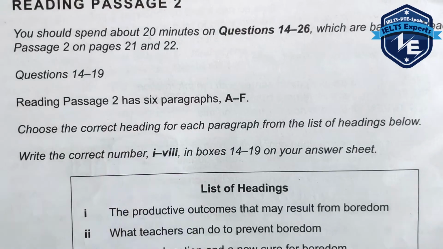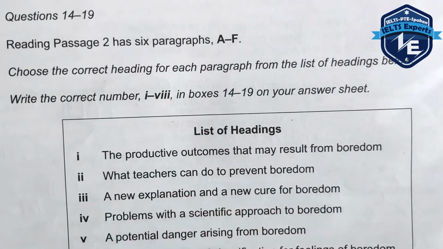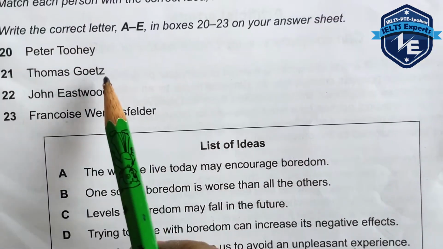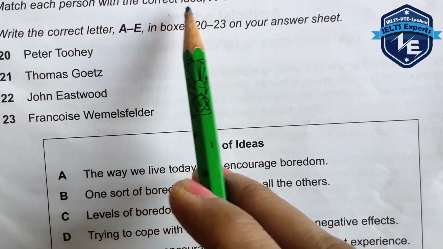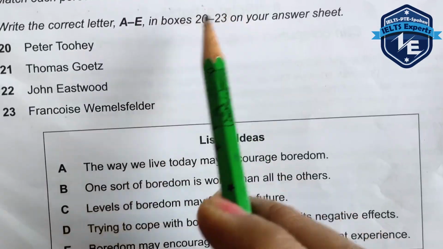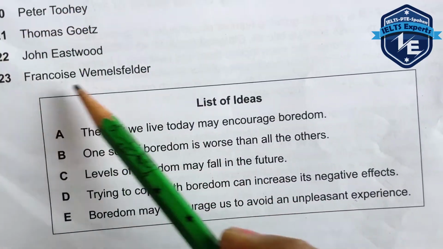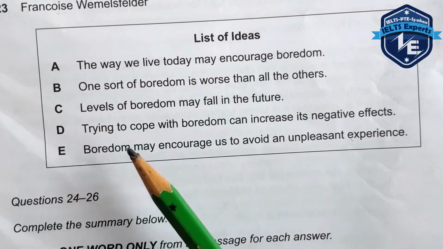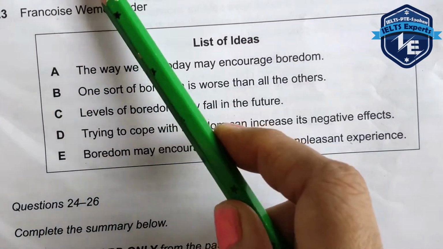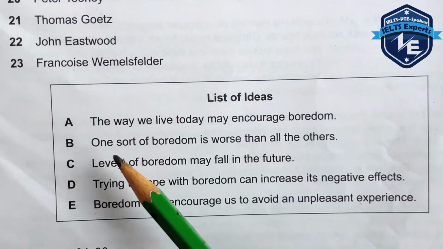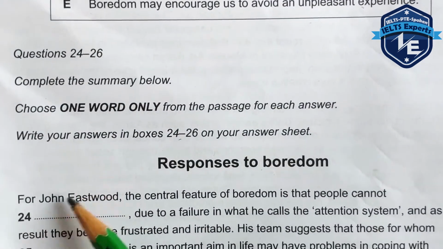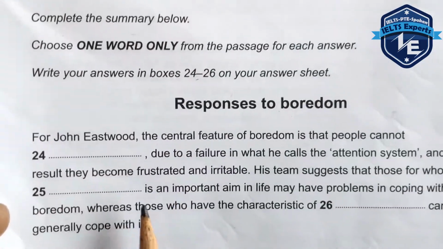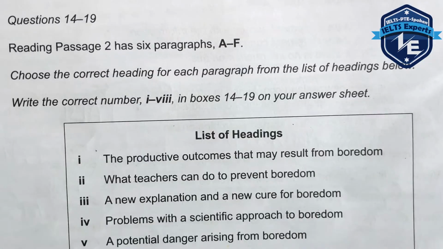Now the first type of question is match the headings. The next type of question we have is match each person with the correct idea. So these are the writers, the researchers. We have to match their ideas, their views with these options. Here there are names and the options are there. The next type of question we have is complete the summary below. Choose one word only. These are the blanks. Okay, let's start with the video.